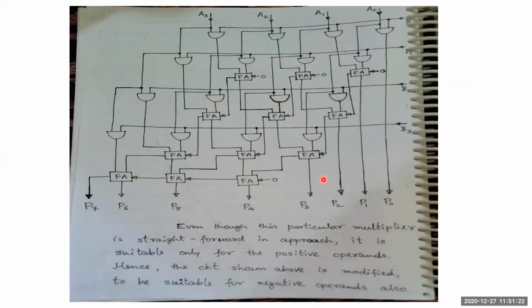The difference between the previous one and this one is that Braun multipliers are mainly used for positive operands only. You cannot go for negative operands. So that's a major difference between the previous serial parallel multiplier and the Braun multiplier. You will be using only positive operands. It's a straightforward approach here. It is not suitable for negative operands. Why? Because we'll be going in a straightforward method where negative numbers cannot be used.